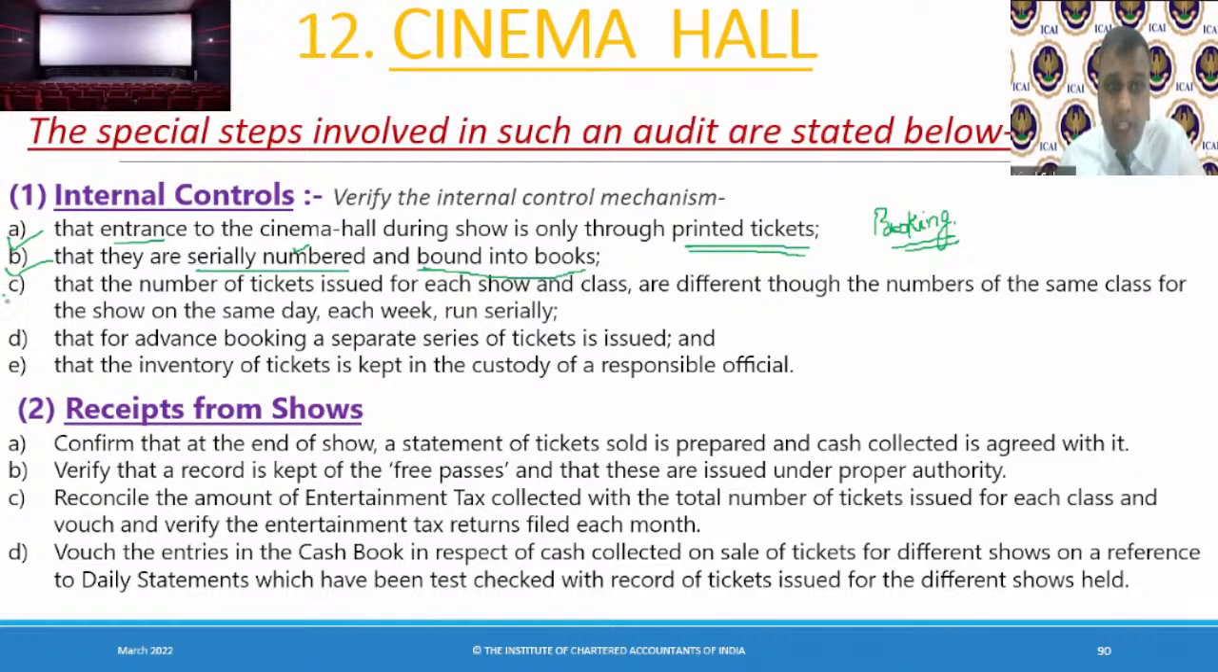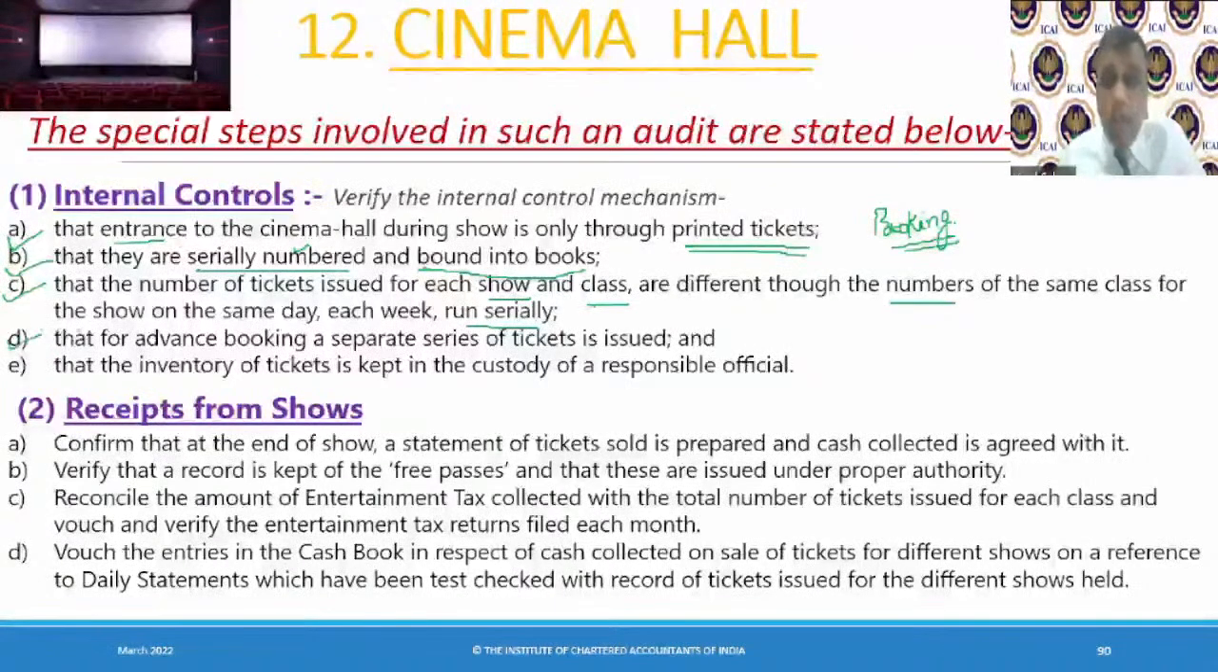That the number of tickets issued for each show and class, we know, premier, box, or gold, silver, these kinds of classes are different, the numbers of the same class for the show the same day each week run serially. So there is separately numbered tickets kept, and they should run serially throughout the week or throughout the day. It should not be like this: A2 has been issued in the morning show and A1 is being issued in the evening show. They should run serially. As an auditor, I have to check that, because if there is a problem with the sequence of issuing the tickets, it will be really a mess.